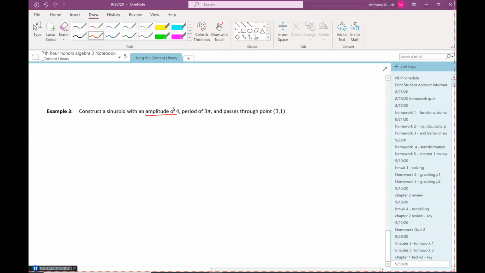So if our amplitude is 4, what does that tell us? A is 4 or -4. If our period is 3 pi, what does that tell us? Well, it's going to tell us about the b value, right? That I know then the period is equal to 2 pi over the absolute value of b. So b is just going to be 3 over 2 or -3 over 2. Is that okay?